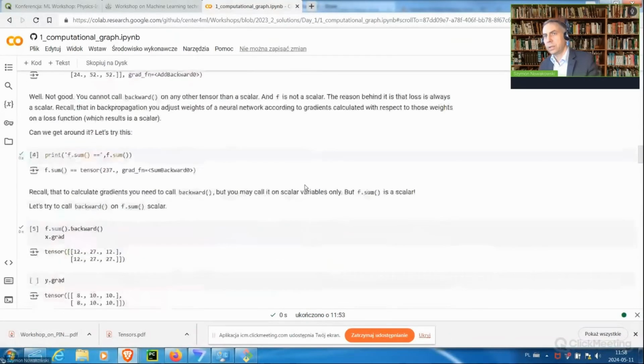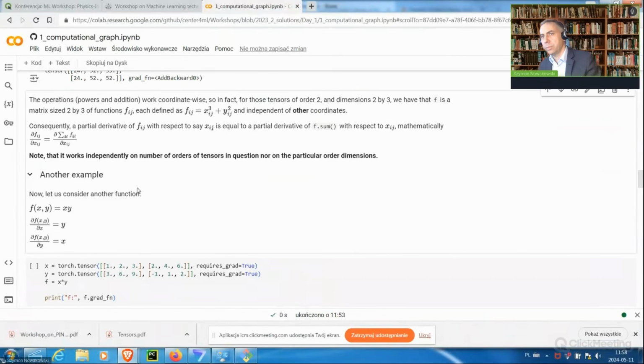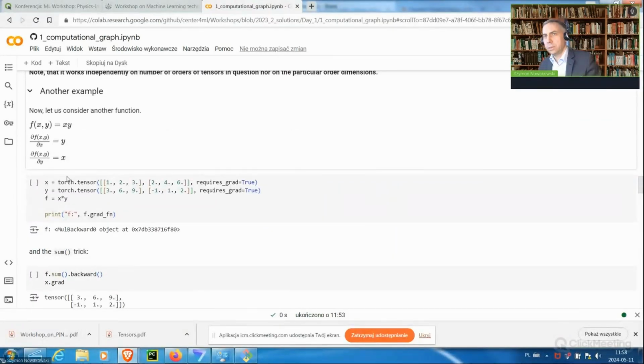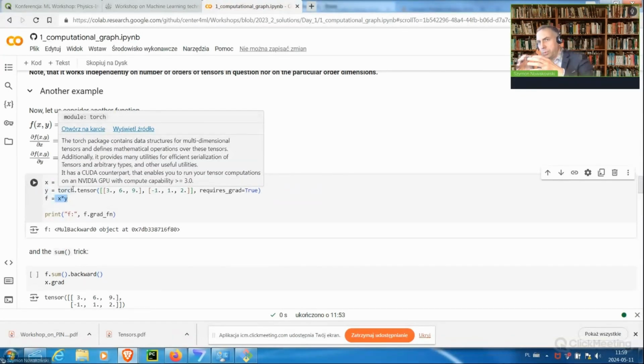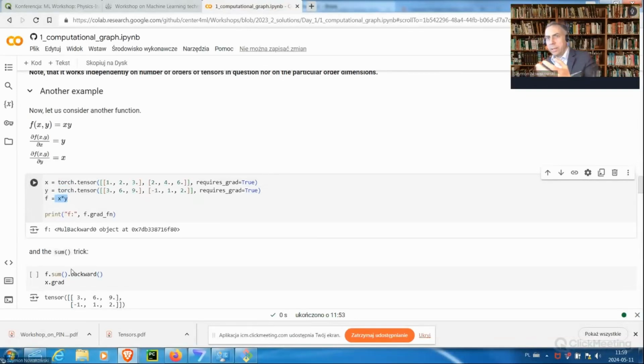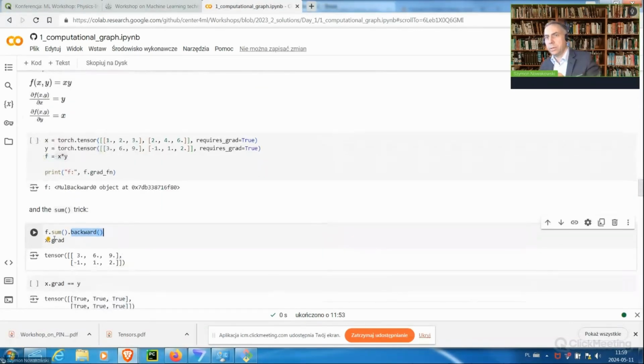So we take another function now, x multiplied by y, very simple, just to see this mechanism in action. And the derivative with respect to x is of course y, and with respect to y is x. And we do the same as before. I mean, we create x and we create y, and we multiply them to create that computational graph, and then we sum it, and to the sum we apply the backward to calculate the gradients in the grad fields of the corresponding tensors.